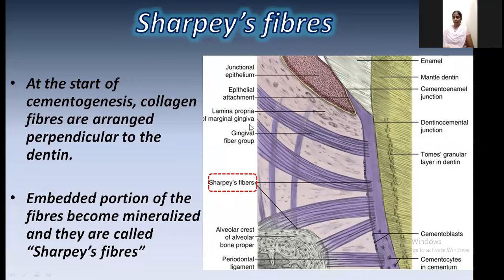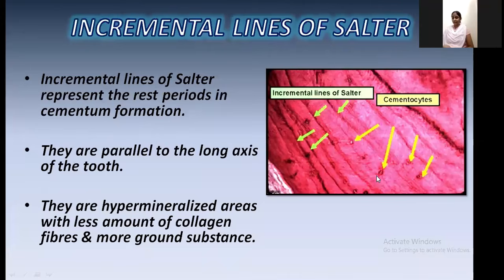getting embedded in the cemental matrix. Moving on to the incremental lines of Salter. Incremental lines of Salter are lines which represent the rest periods in cementum formation. They are parallel to the long axis of the tooth.